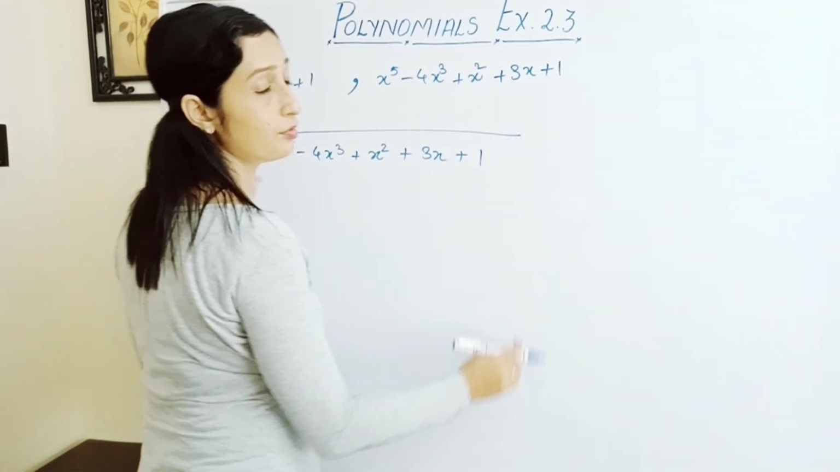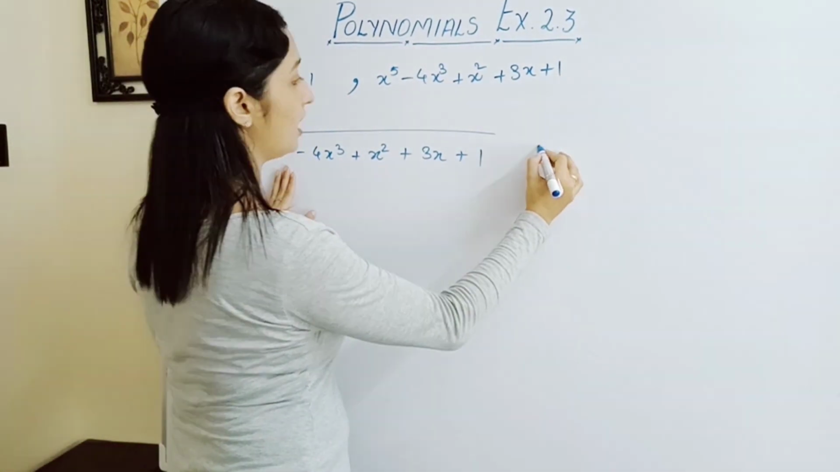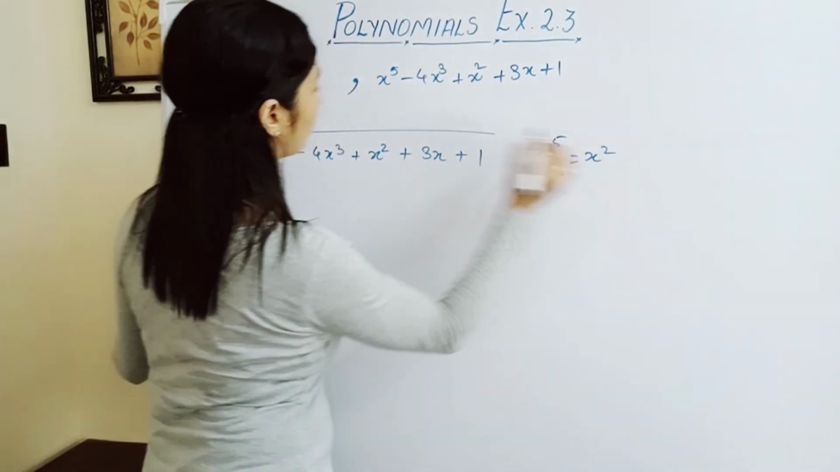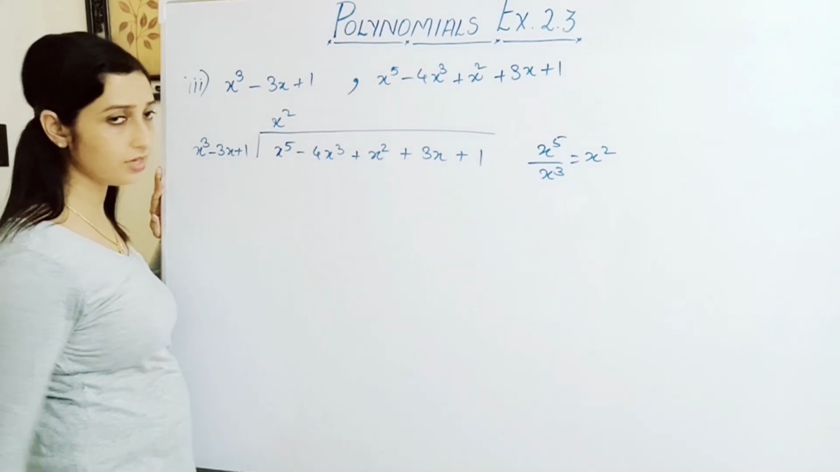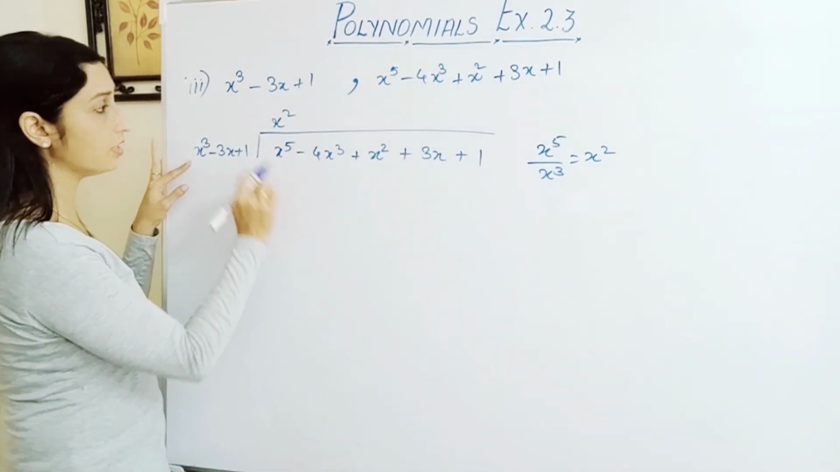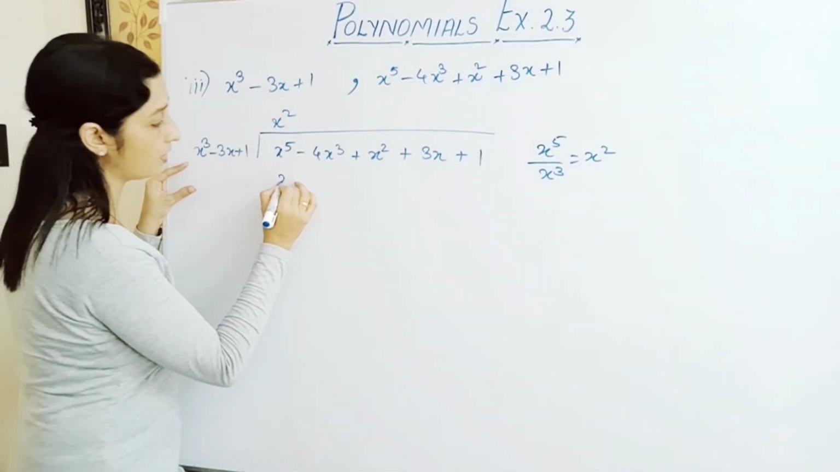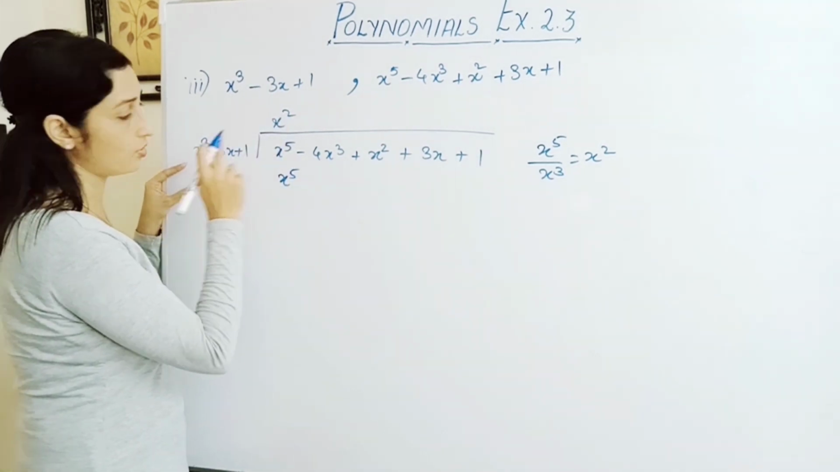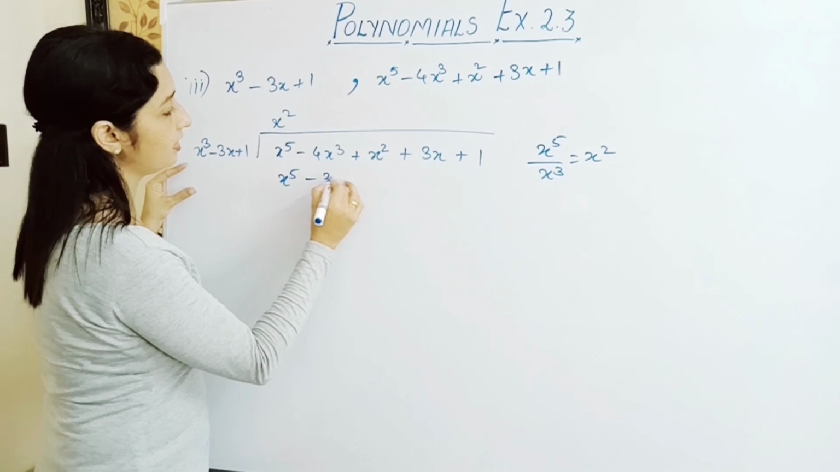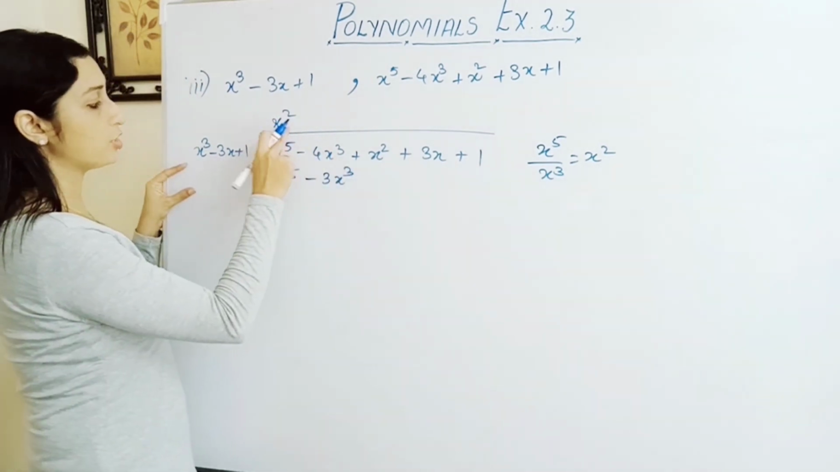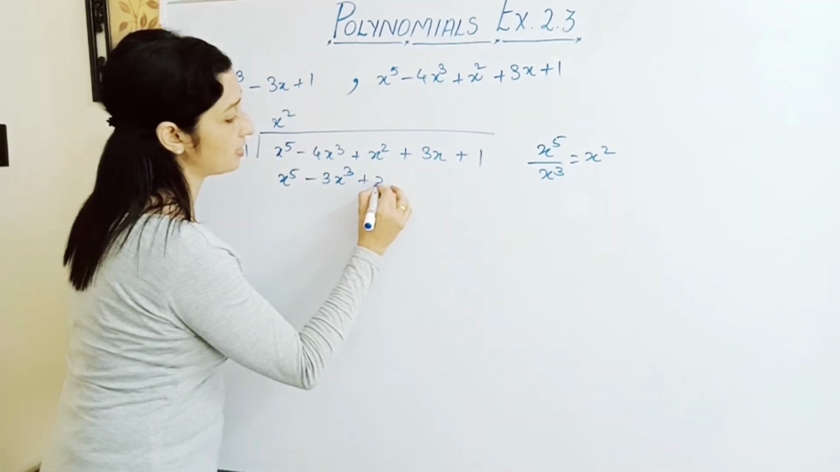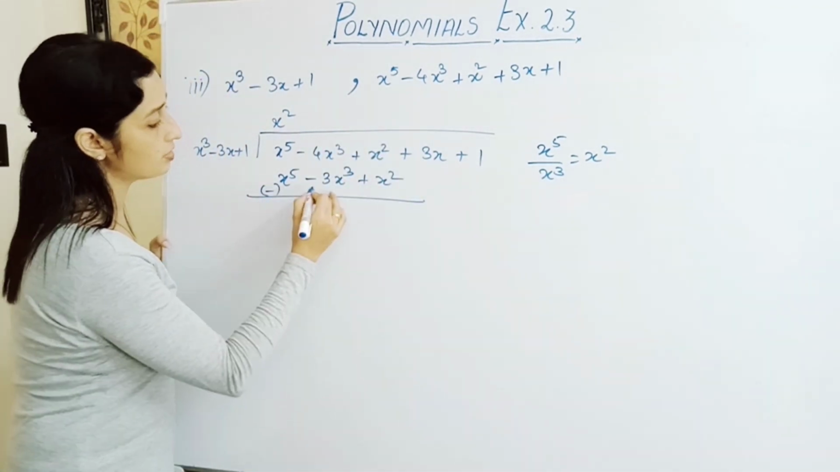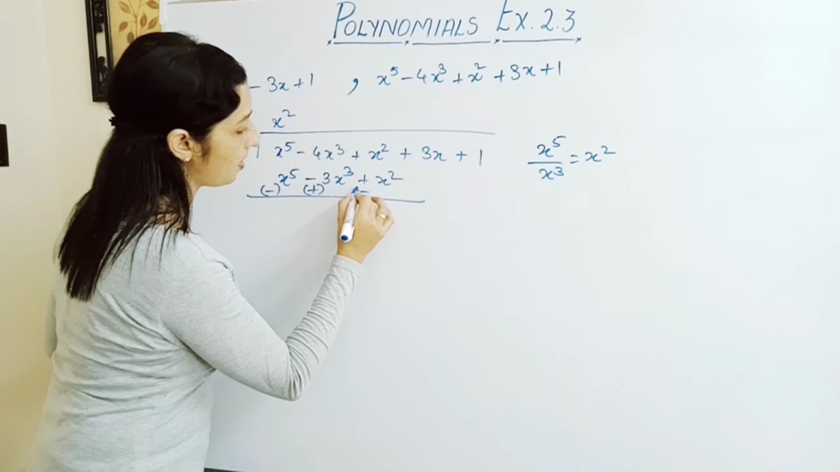So how do you get the first term of the quotient? X raised to 5 by x cube, you get x square. You write x square here, and what comes here? X square into x cube becomes x raised to 5, x square into minus 3x, so that is minus 3x cube. Now x square into 1 is plus x square. Now let us reverse the signs. It becomes minus, plus, minus.